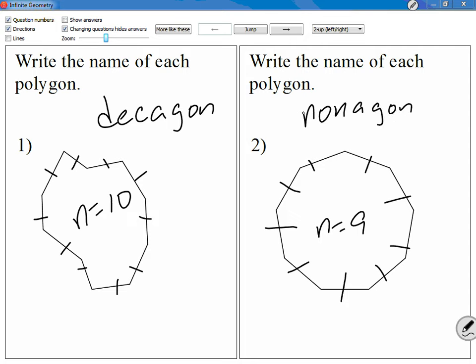Some people pronounce this nonagon. I call it nonagon. Tomato. Either way. I know people use potatoes, but I like tomatoes better. Tomato. I like that better.